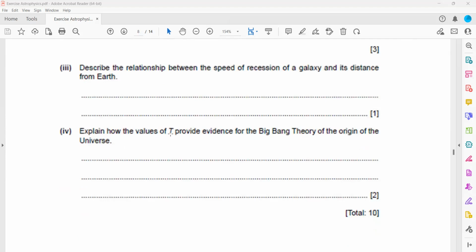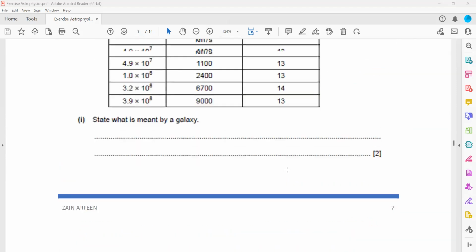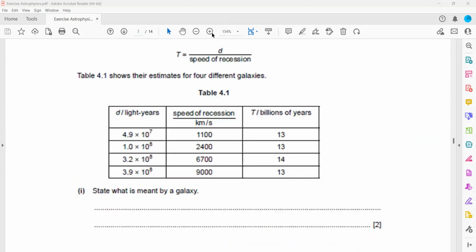And explain how the value of t provides evidence for the Big Bang theory of the origin of the universe. Like how this value of time in billion years, 13, 13, 14, and 13. Yes, you can also mention that the distance and the speed are directly proportional.